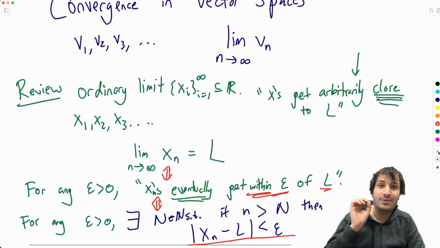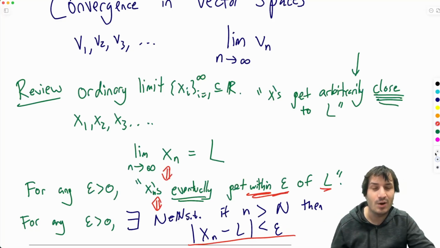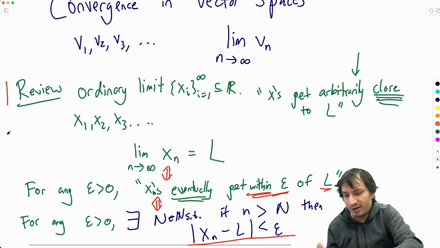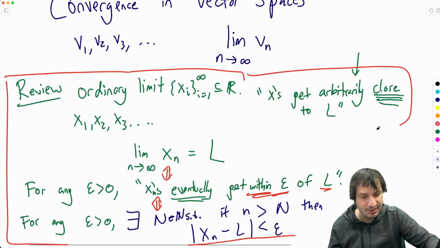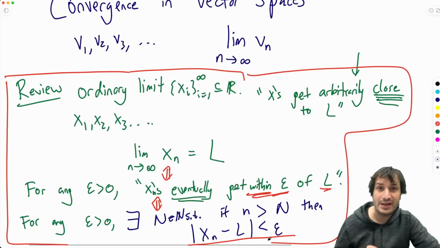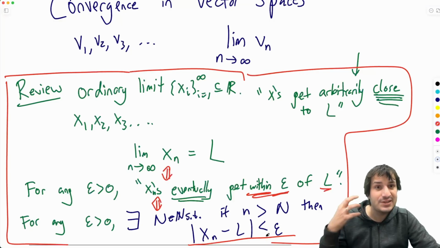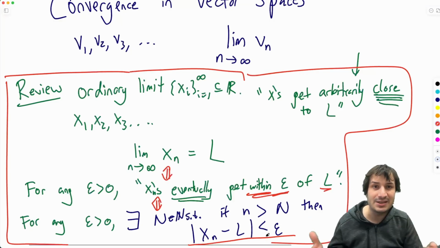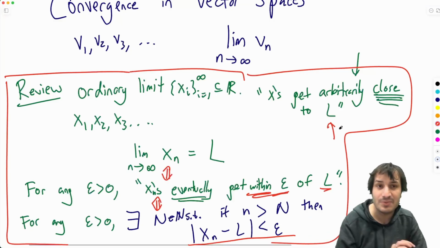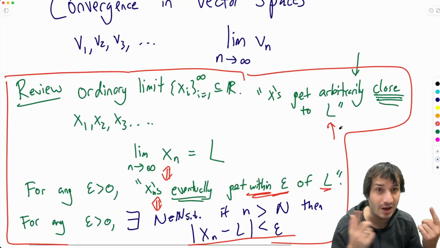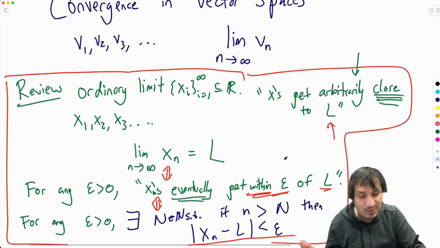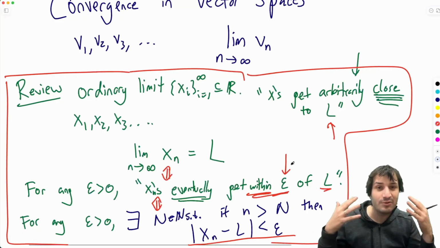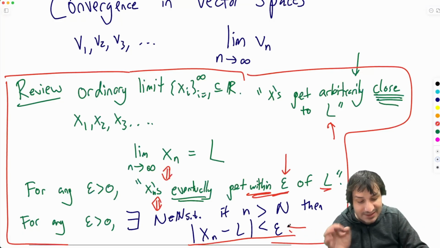This is the idea that we will take away to our vector spaces. What does it mean for a sequence to converge in R? We're going to generalize it to vector spaces, with sequences of vectors, and it's the exact same idea. They are going to get arbitrarily close to something. That something will be a vector, not a number. Getting arbitrarily close means we get within epsilon of it, and that means something exactly like this.